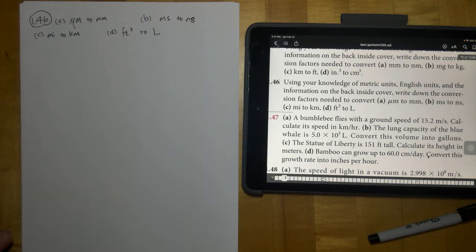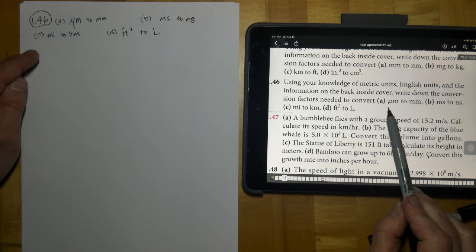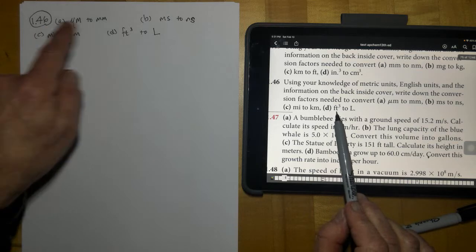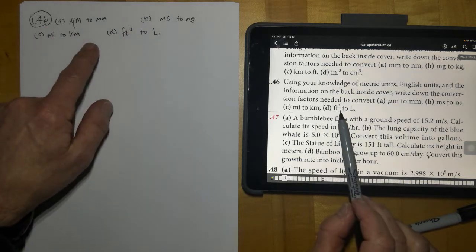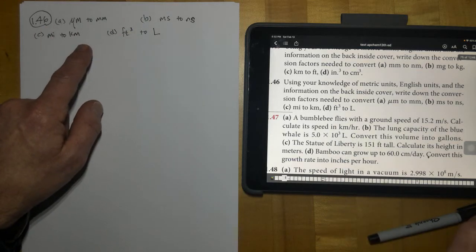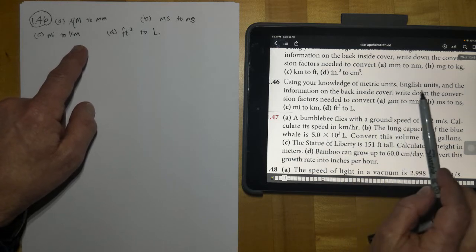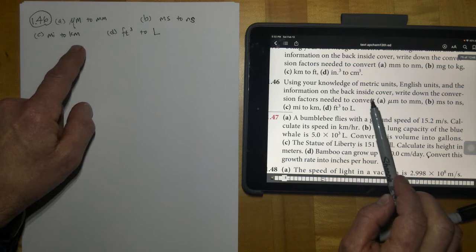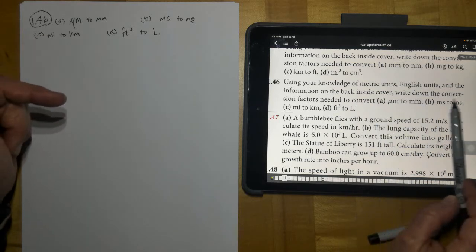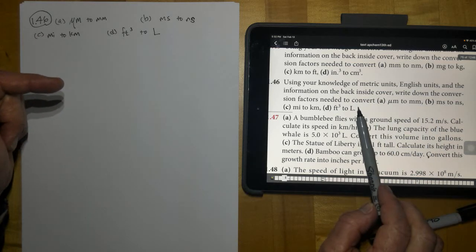Okay, this is number 46, and I copied number 46's A, B, C, and D right down here. But let's reread the question, and the reason I did this is because I'm going to go to the back of the book where there's some conversion factors. Using your knowledge of metric units, English units, and the information on the back inside cover, write down the conversion factors needed to convert.